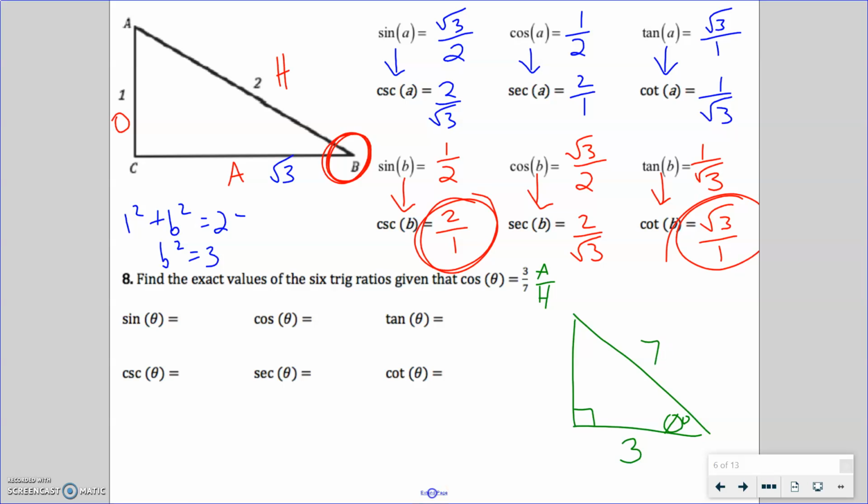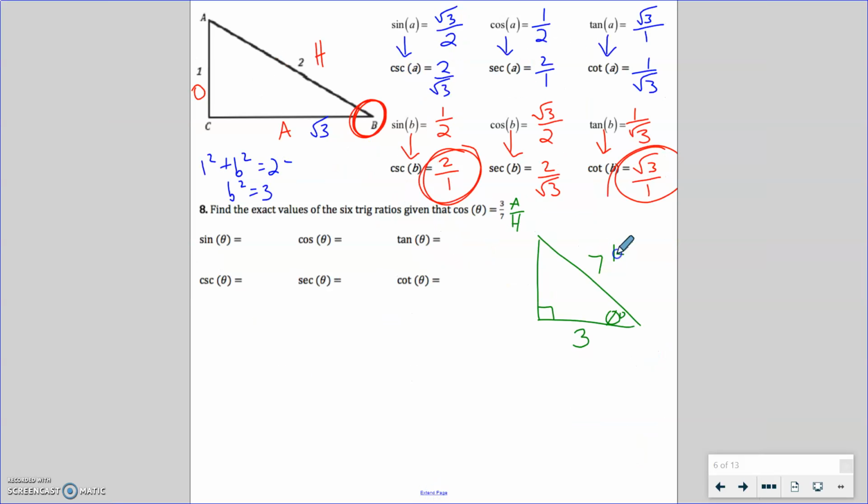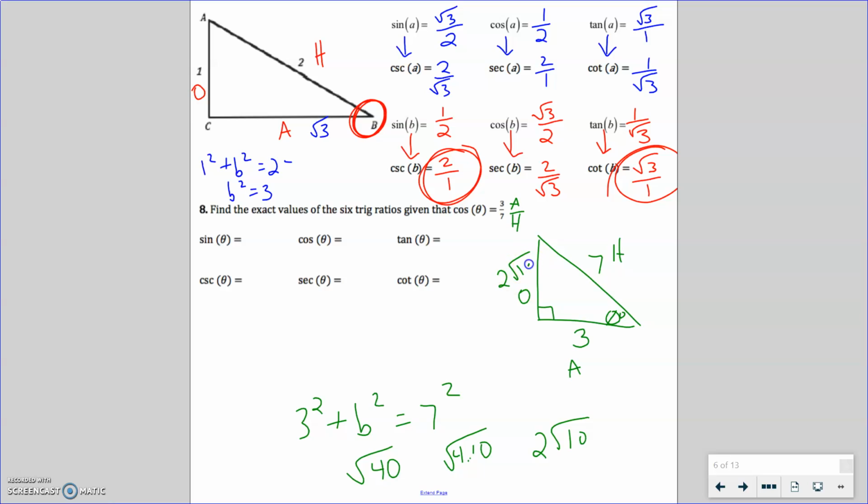So I need to actually figure out first what that opposite side is, right? What's that side over there? So 3 squared plus b squared equals 7 squared. So it's going to be 49 minus 9. So this is going to be square root of 40. Which reduces, we can make that 4 times 10, or 2 root 10. Now I know that's kind of confusing, but we should simplify it if we can.